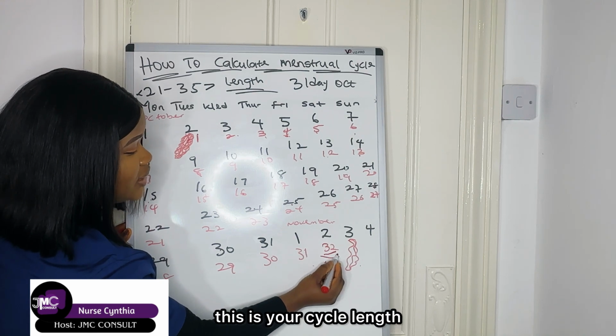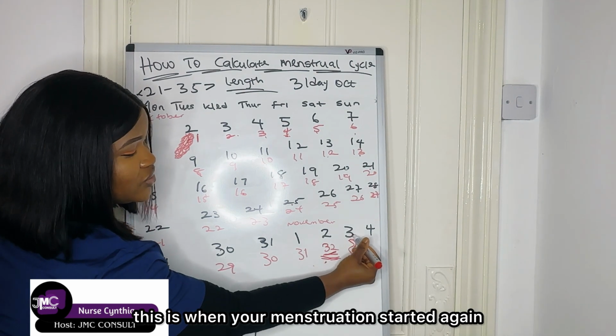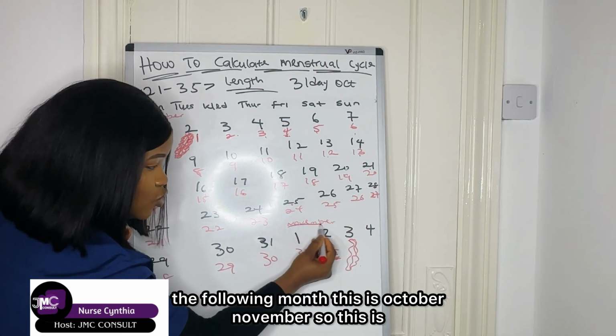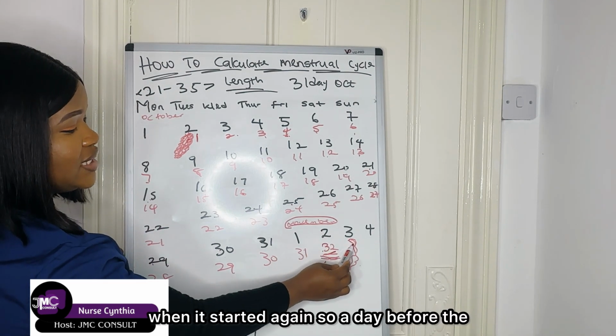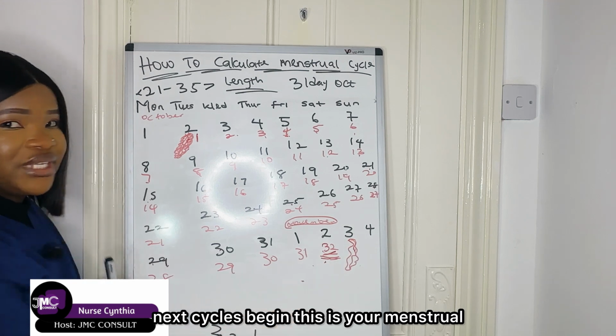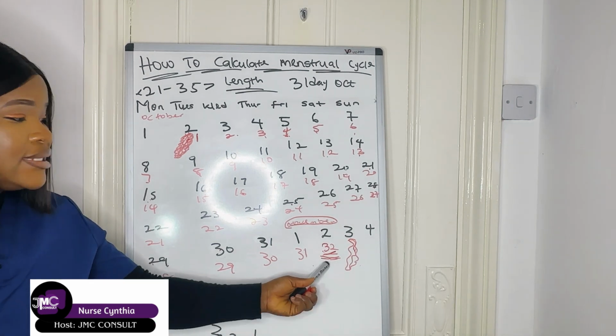This is your cycle length. This is when your menstruation started again the following month. This is October, November. So this is when it ends, and this is when it started again. So a day before the next cycle begins, this is your menstrual cycle.